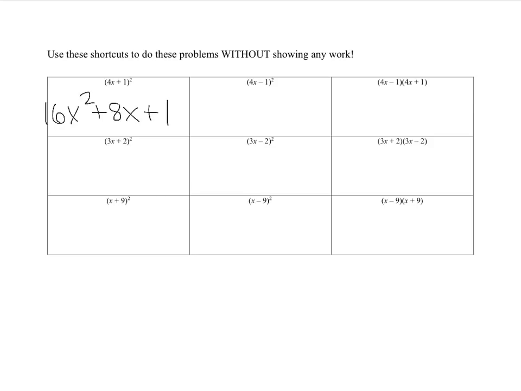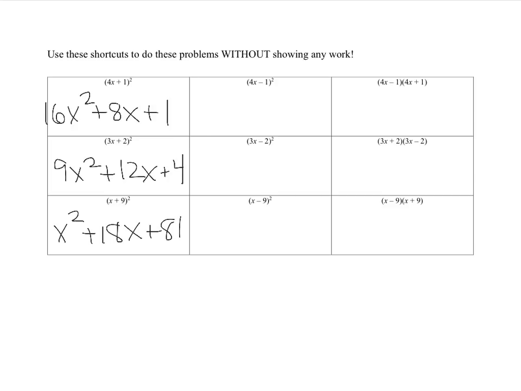All right, so the next one. 3x squared is 9x squared. And then you multiply 3x times 2 together, which is 6x, and then double it. So that gives us 12x. And then you square the 2. 2 squared is 4. The next one, x to the second power. Then I multiply x times 9 together, which is 9x, but I'm going to have 2 of those, which gives me 18x. And then 9 times 9 is 81.